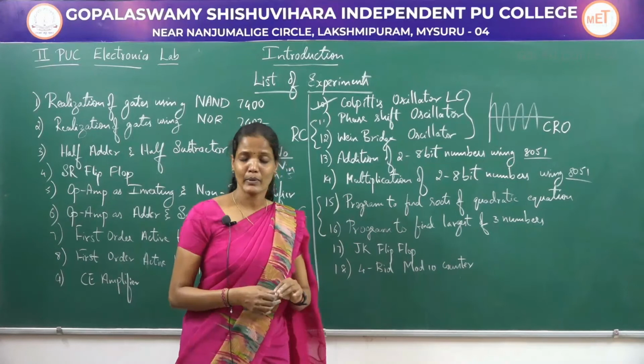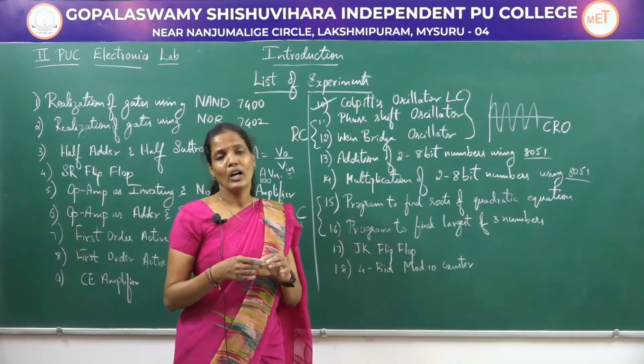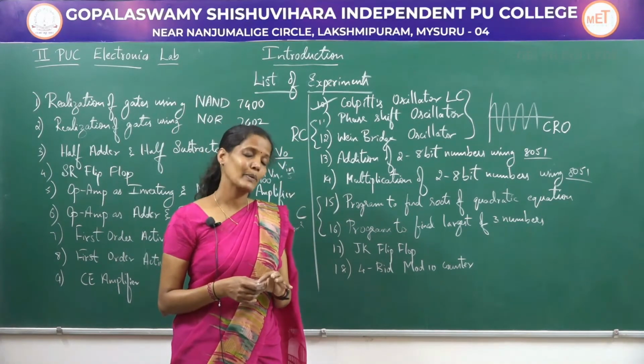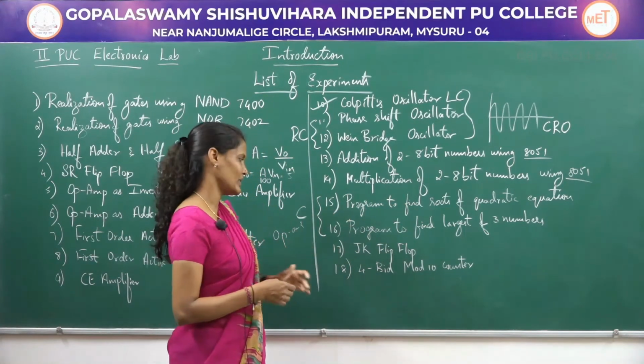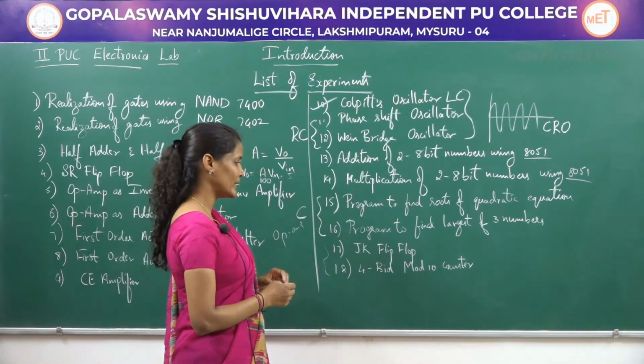In this 16th experiment, we are going to give 3 different numbers, out of which we are going to get one number which is the largest of the 3. So we are going to write a separate program with the help of which we will be conducting these 2 experiments. Coming to the next 2 experiments, that is JK flip-flop and 4-bit.